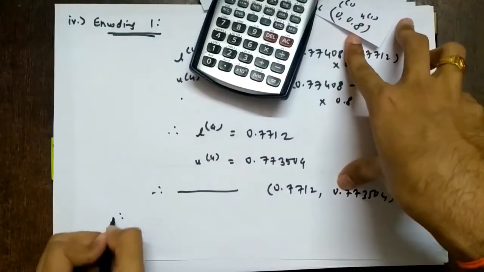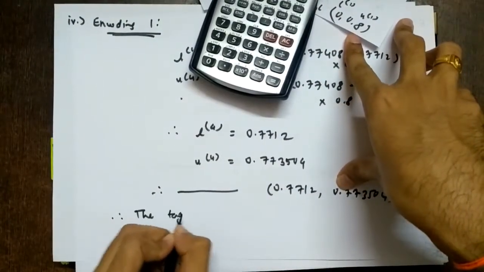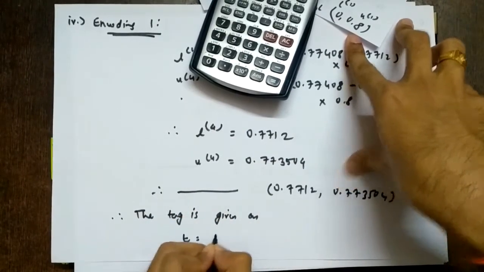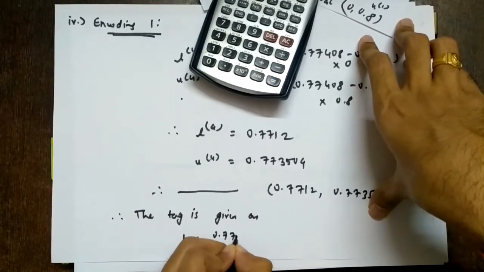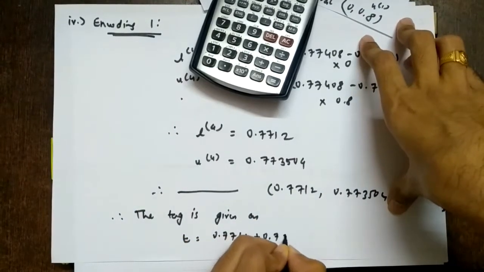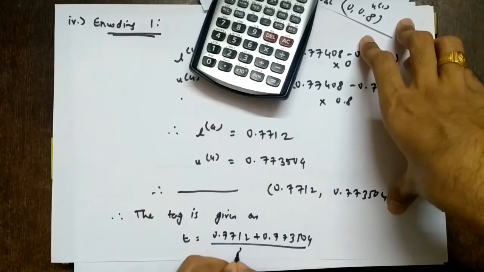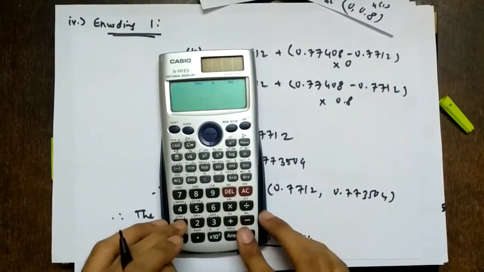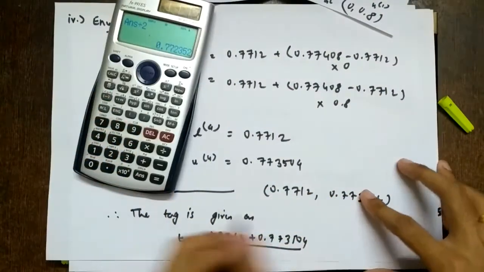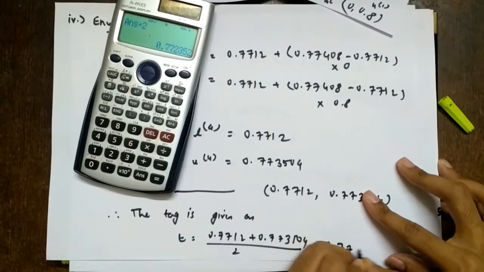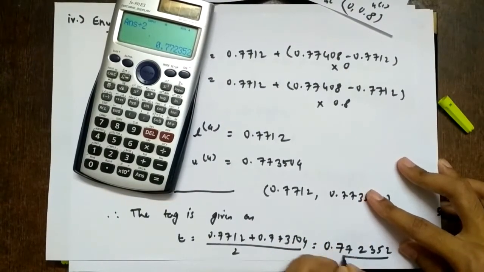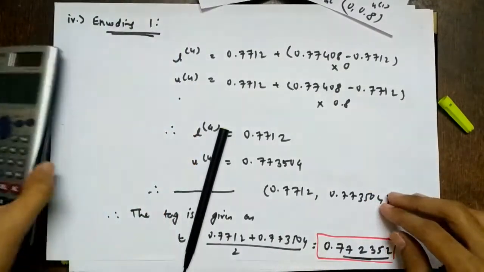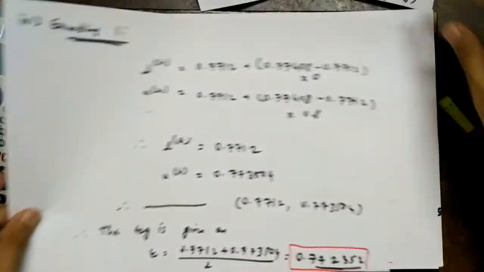So finally, what do you have to write? Therefore, the tag is given as small t equal to the average of this. The average will be what? 0.7712 plus 0.773504 upon 2. So the answer is this plus 0.7712 divided by 2. So 0.77232. This is the final tag. So this is the required answer for encoding. This tag will be sent to the receiver from the transmitter. Okay. So this is the encoding process.